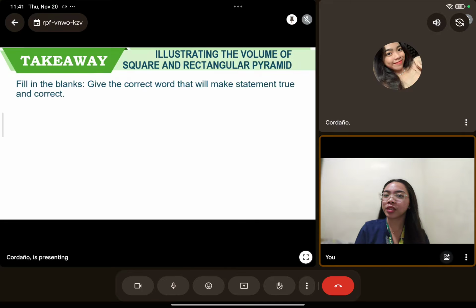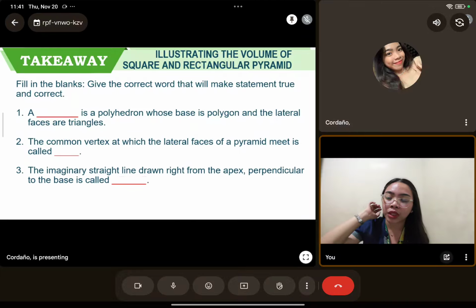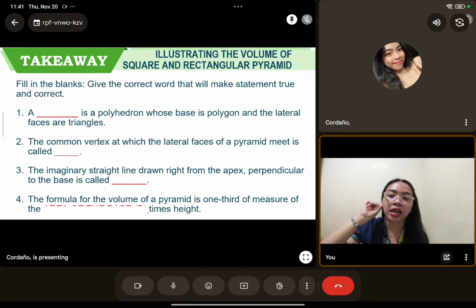Okay. Fill in the blanks. Give the correct word that will make the statement true and correct. So, for this takeaway, I'm just going to give you this as an assignment. Okay, copy and answer. You will pass it tomorrow using a 1/2 sheet of paper.